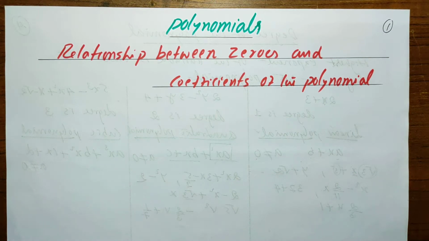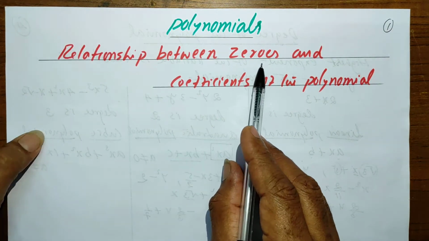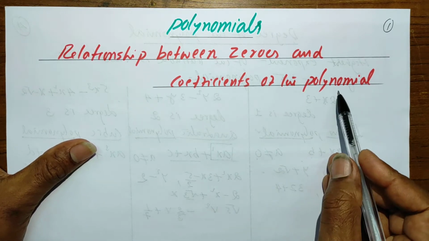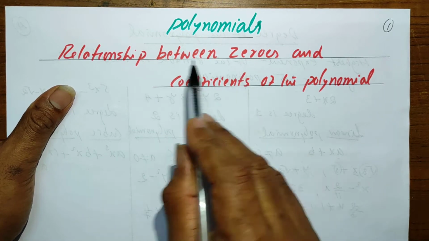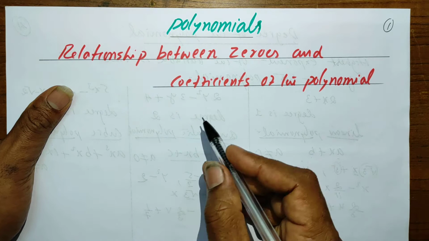Dear students, in the last class we have learned the definition of a polynomial, degree of a polynomial, types of polynomials based on their degree, value of a polynomial, and zeros of the polynomial. Today, let us learn the relationship between zeros and coefficients of the polynomial. See, you are already familiar with zeros of a polynomial and coefficients of a polynomial.